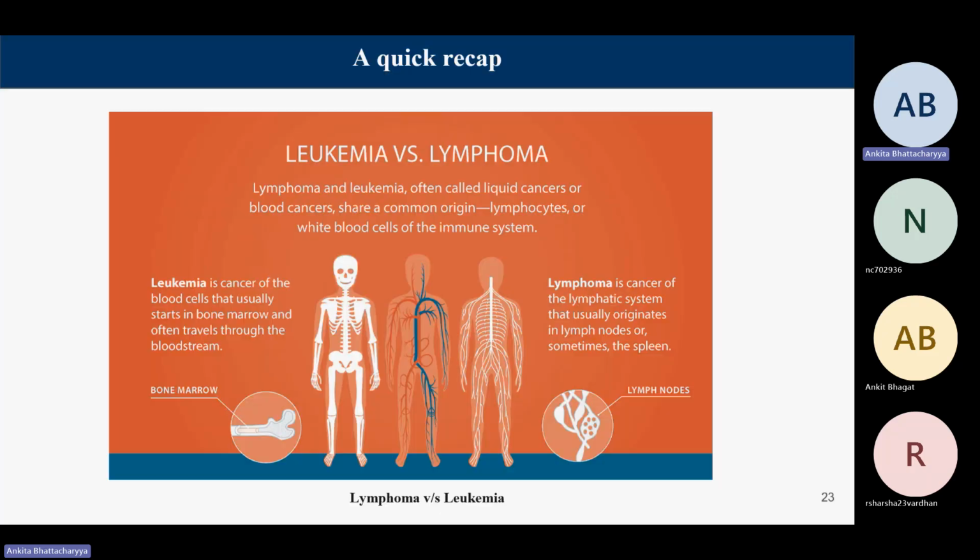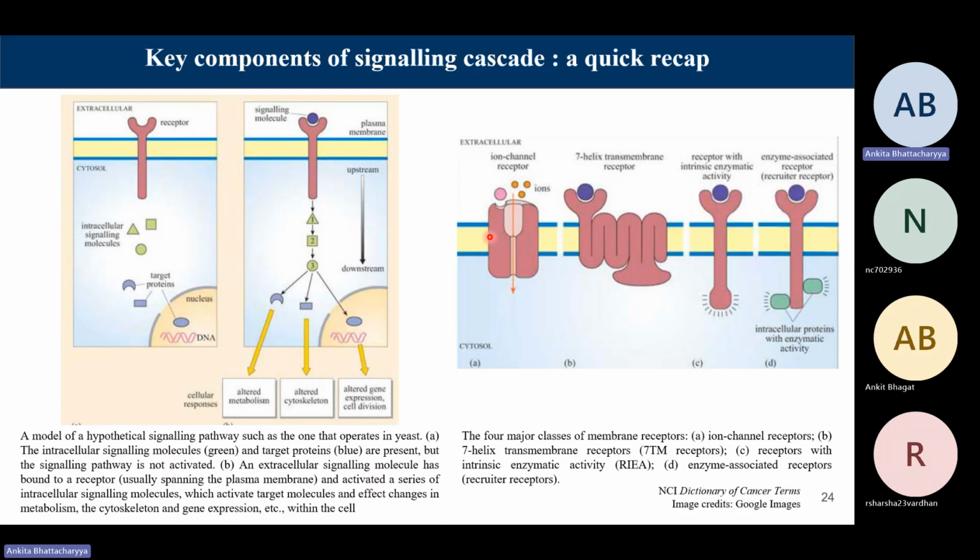Okay. Next, the first thing we did was address the difference between leukemia and lymphoma. If you remember, lymphoma was the cancer of the lymphatic system that originates in lymph nodes only. Leukemia is cancer of the bone marrow or blood cells in the bone marrow, and that is the umbrella term basically. So leukemia and lymphoma are called liquid cancers, and their common origin is from the WBCs of the immune system.